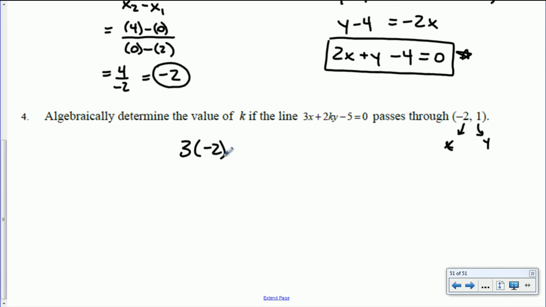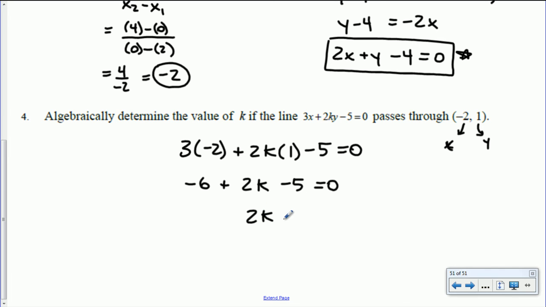So 3 times negative 2 plus 2k times 1 minus 5 equals 0. So now hopefully you can see we just have an equation for k, and I solve for k. So negative 6 plus 2k minus 5 equals 0. I can simplify the left side a bit here. 2k subtract 11 equals 0. Add 11 to both sides, so 2k equals 11. And divide both sides by 2. k is equal to 11 over 2.